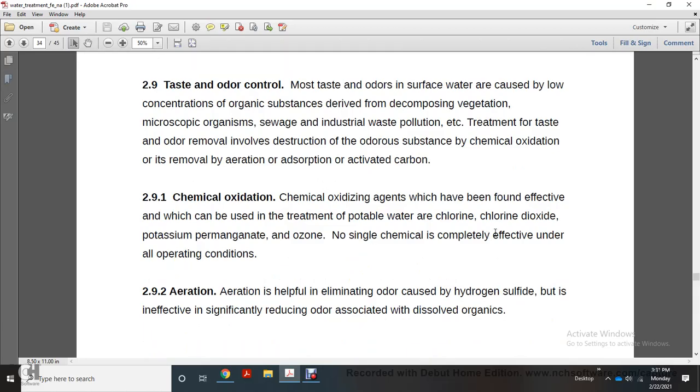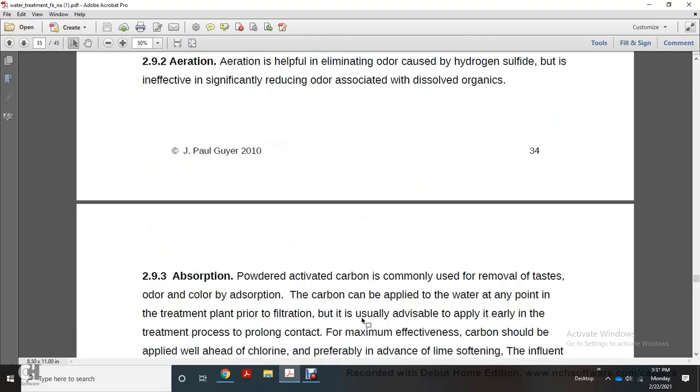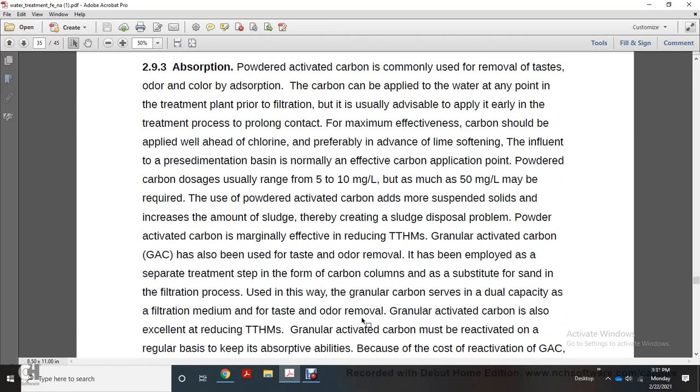No single chemical is completely effective under all operating conditions. Aeration is helpful in eliminating odor caused by hydrogen sulfide, but is ineffective in significantly reducing odor associated with dissolved organics. Adsorption: powdered activated carbon is commonly used for the removal of taste, odor, and color by adsorption. Carbon can be applied to water at any point in the treatment plant prior to filtration, but it is usually advisable to apply it early in the treatment process, with prolonged contact, for maximum effectiveness.